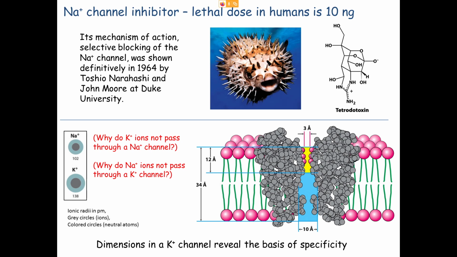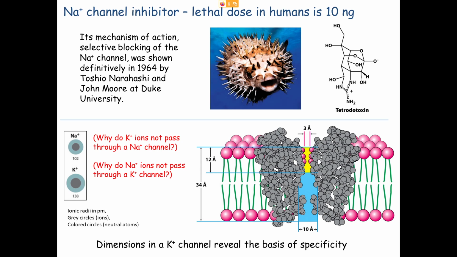So if I have a sodium channel, like the one we just talked about that the fish's toxin blocks, and I'd like to let a molecule through it, a sodium will go right through, right? This is the sodium channel, so a sodium will go right through the channel. Why will a potassium ion not pass through that sodium channel?